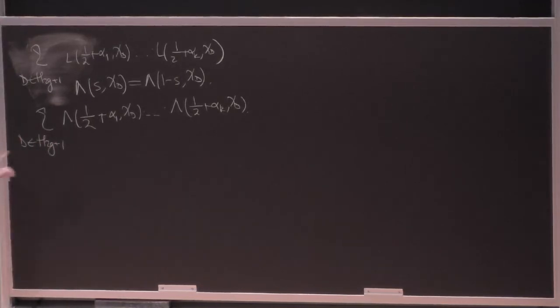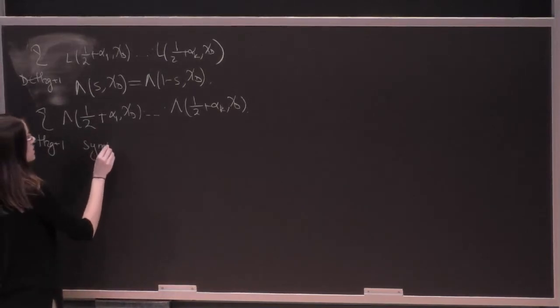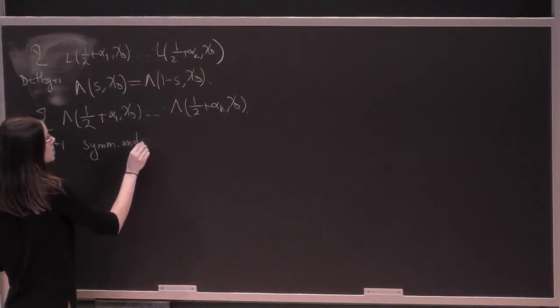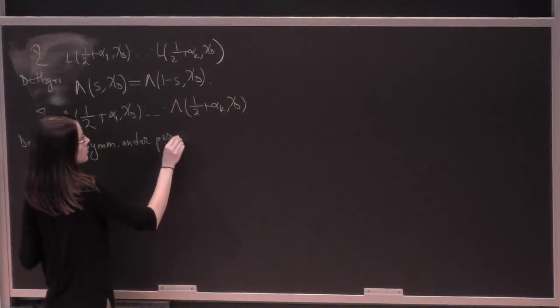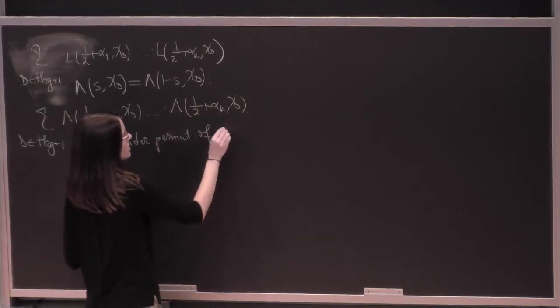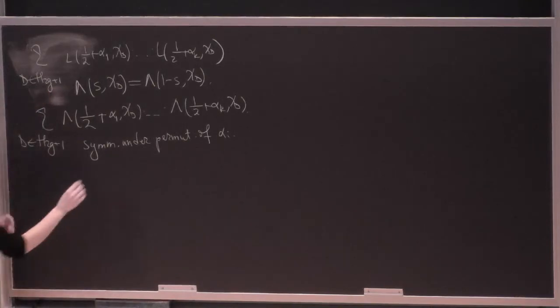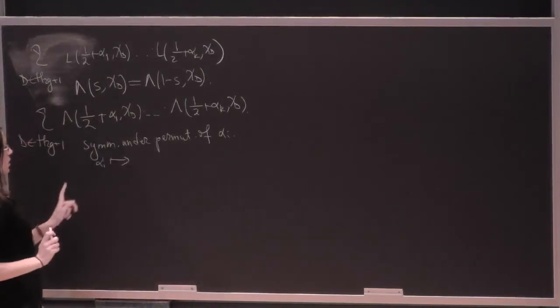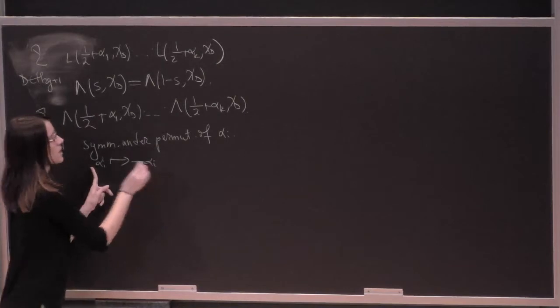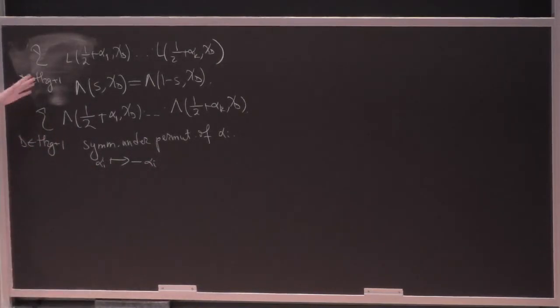Two remarks here. If I permute the alpha i's, then the answer should be the same. So I should have a symmetry under permutation of the alpha i. And because of the functional equation, I expect that if alpha i goes to minus alpha i, then the answer should be the same. So at the end of the day, the answer should preserve these symmetries.